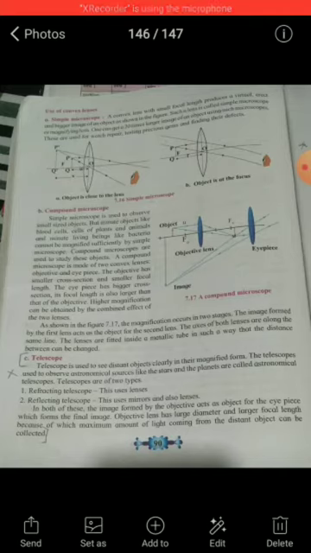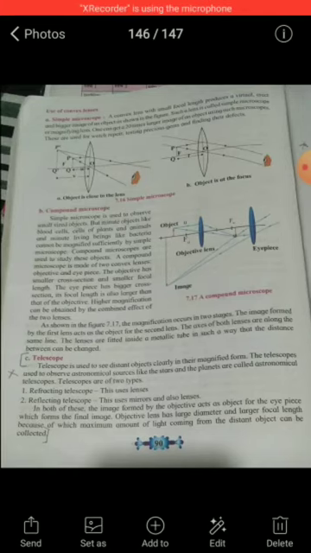Thus, in a compound microscope, we use two different convex lenses, and by using this we can magnify the object a greater number of times. Small objects like the cells of blood, animal cells, plant cells, or other types of microorganisms can be easily observed with the help of a compound microscope.